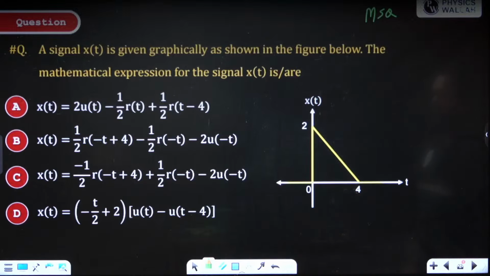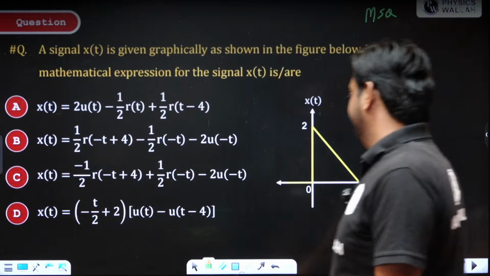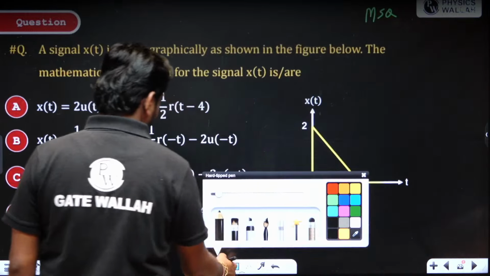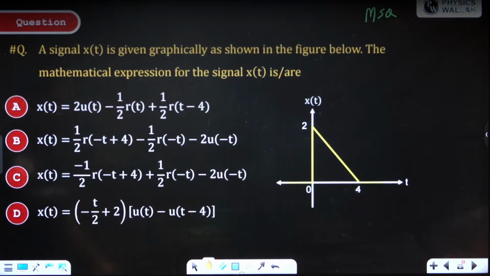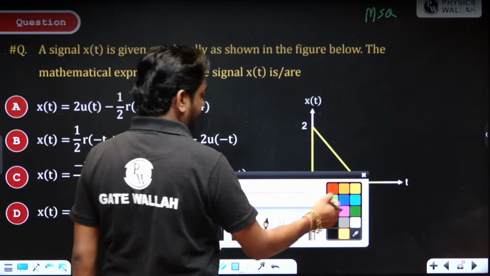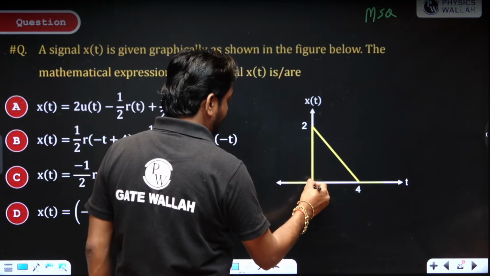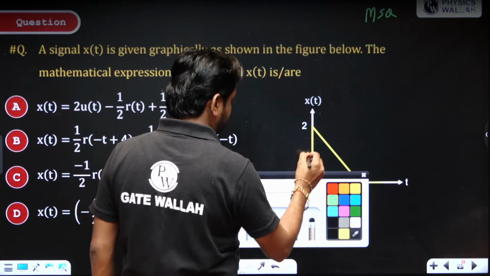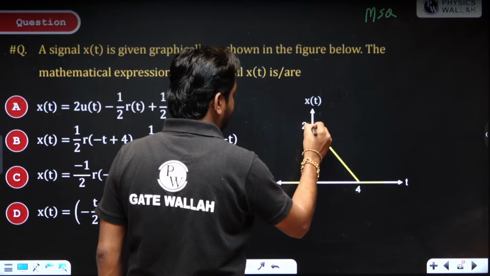The question asks for the mathematical expression of the signal x of t. First of all, we can represent it mathematically, guys. Here there is a sudden change in amplitude from 0 to 2.